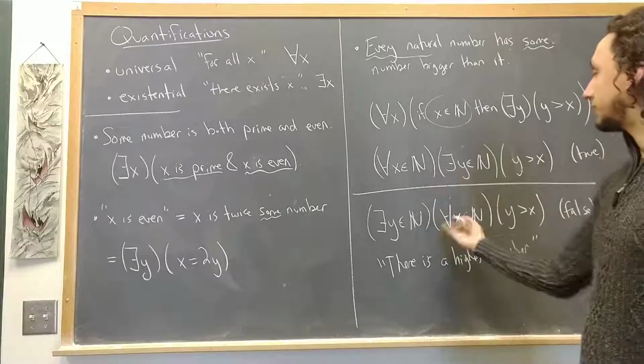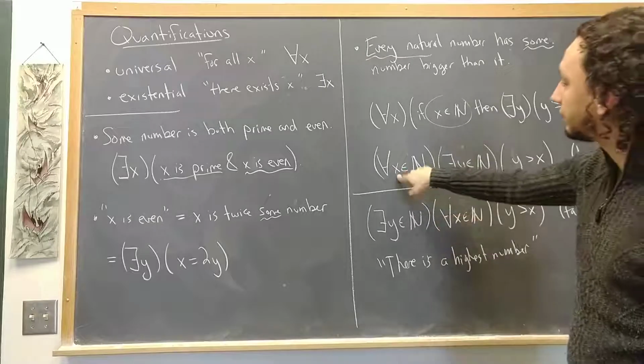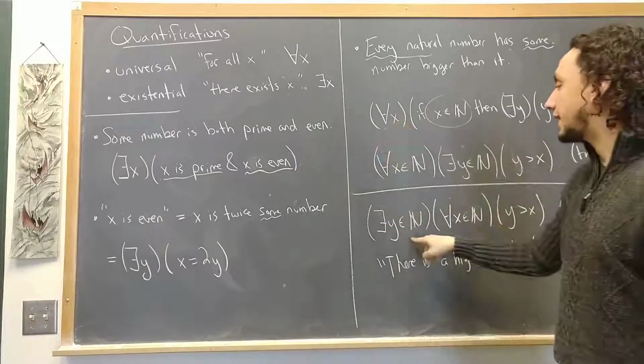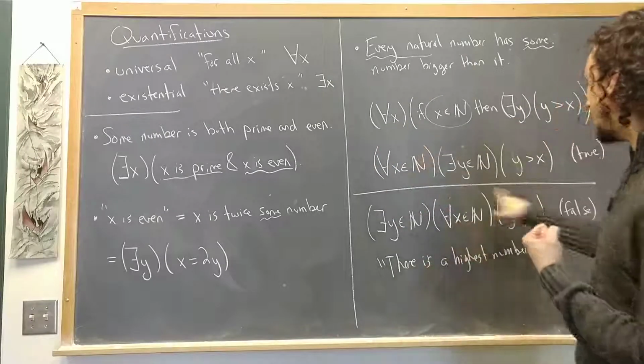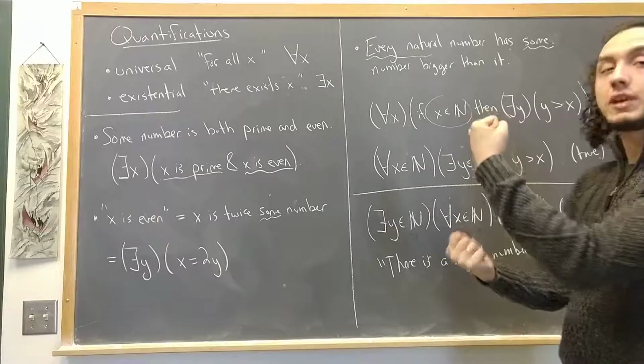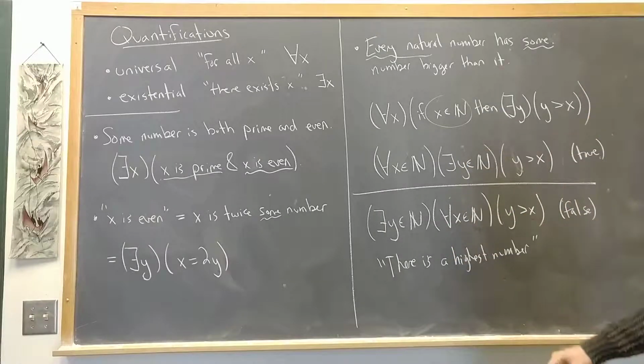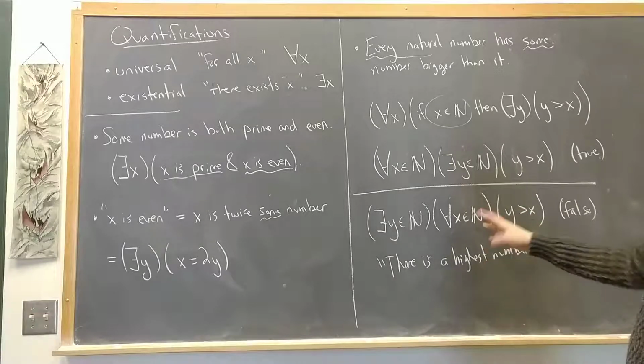So the order of quantification really matters. This is saying for any x that I choose, I can find some larger y. And this is saying I can find a y up front which is higher than every other number at once. So this is a primer on universal and existential quantification and the different types of statements you can write down using those symbols.